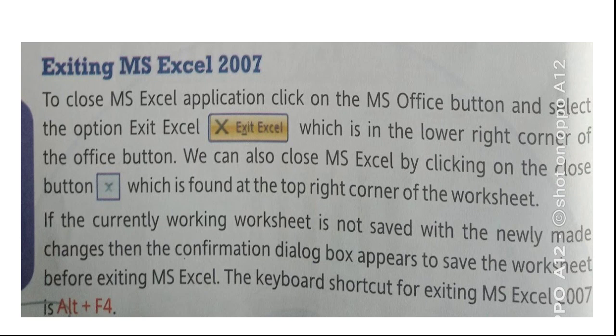To close the MS Excel application, click on the MS Office button and select the option Exit Excel. In the MS Excel application, the MS Office button is where you found your file, new, open, save and all. There itself this Exit Excel button is also available, in the lower right corner of the Office menu.